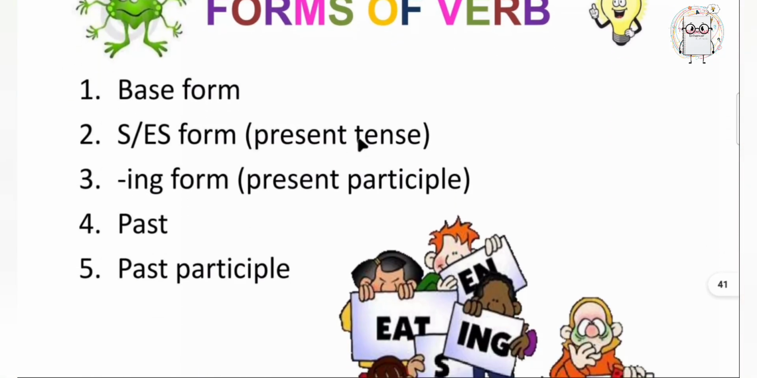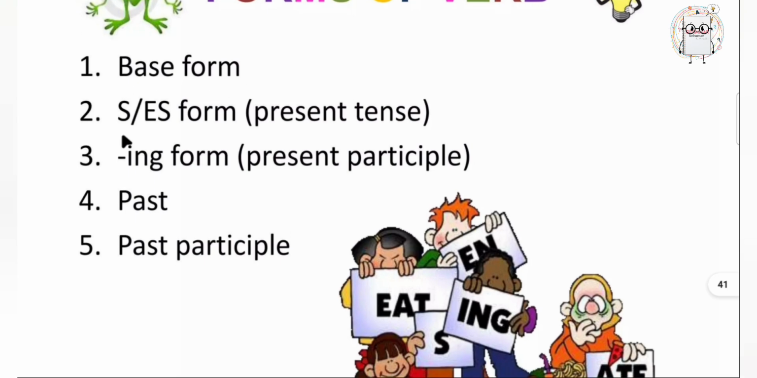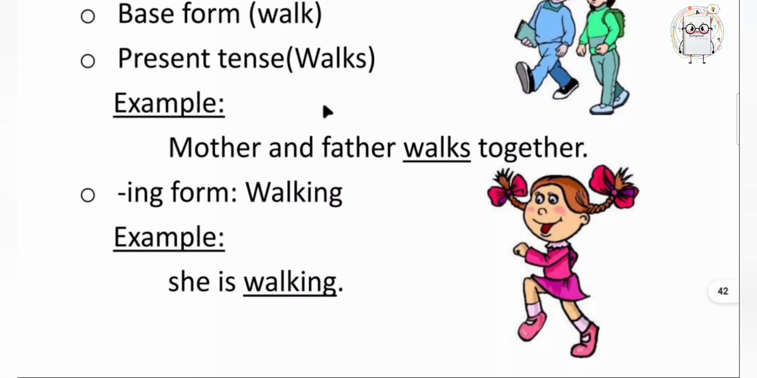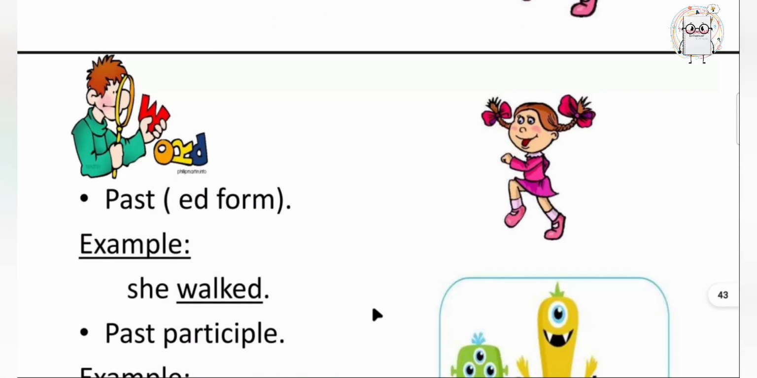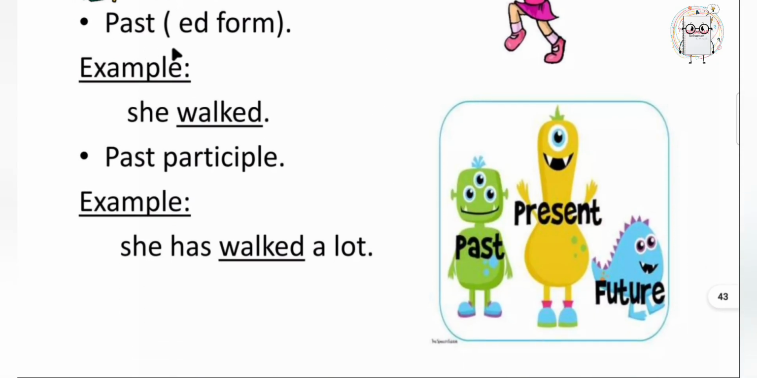Forms of verbs. Base form, S or ES form, present tense, ing form for present participle, past tense and past participle. Here is the example. Base form of the verb is walk, present tense walks: mother and father walk together. Ing form is walking and the example will be she is walking. Past ed form: she walked. Past participle: she has walked a lot.